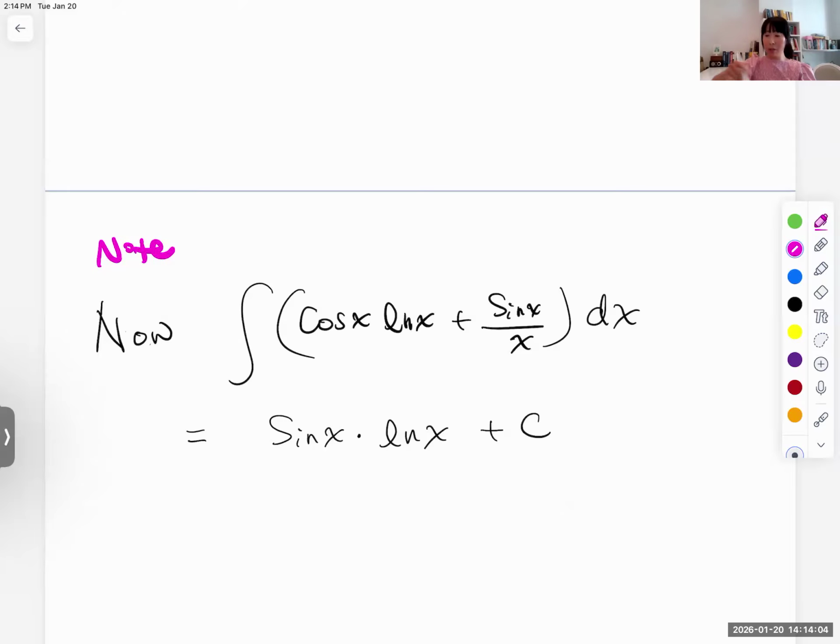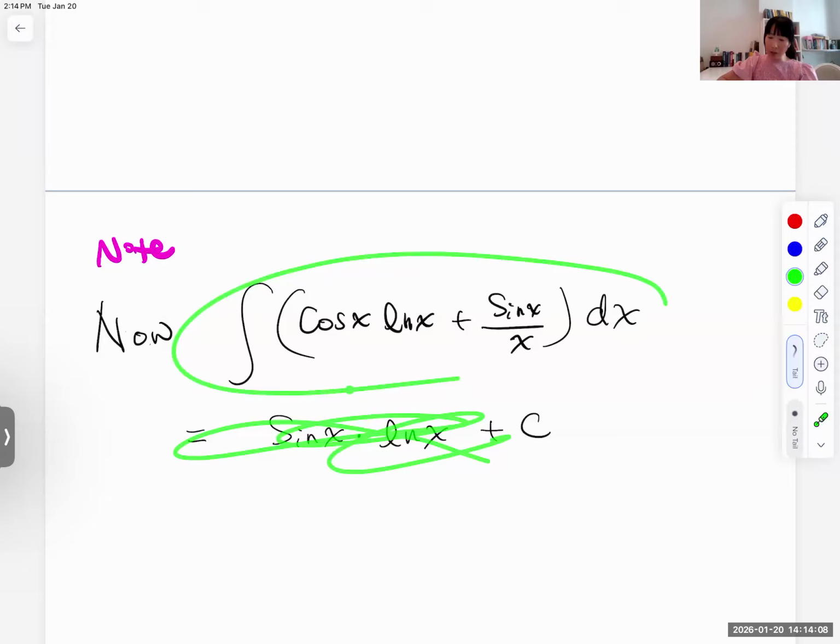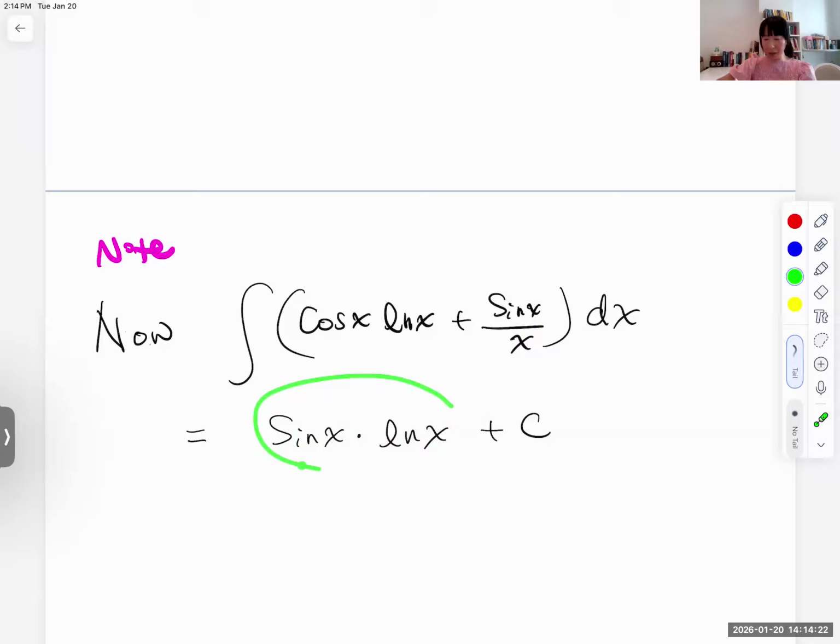This one is hard to think. Without this, just given this one, what should we use? Yeah, it's hard to think, right? Integration by parts, how do they find it? But it's given.